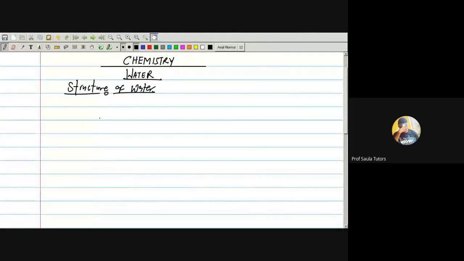So let's look at the structure of water. In the structure of water, we have 1 atom of oxygen and 2 atoms of hydrogen. Water has 2 lone pairs of electrons. You can see 2 lone pairs of electrons.